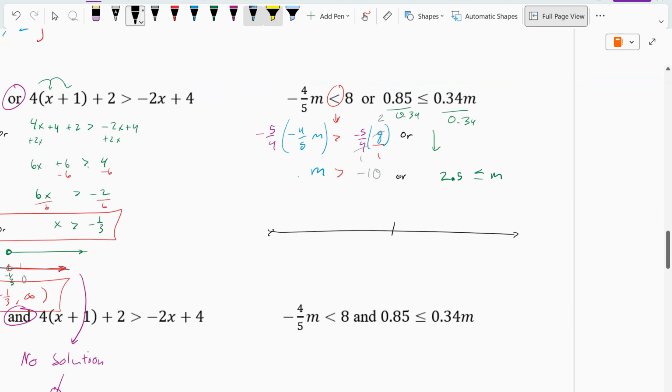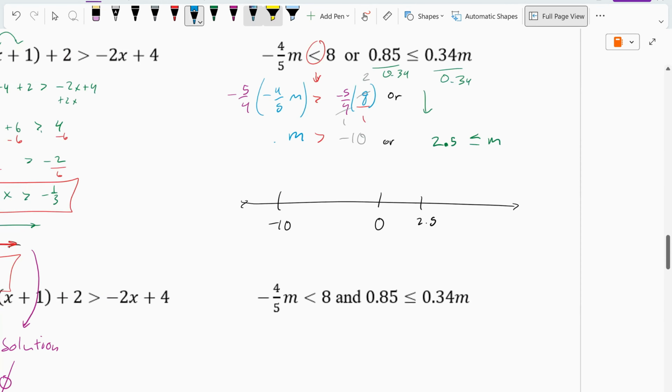Let's see here. Here's 0. Here's approximately 2.5. Here's approximately -10. Should I shade to the right or to the left of -10? To the right of -10. Open circle, shade to the right of -10. Should I shade to the right or to the left of 2.5? To the right. It's tricky when m is on the other side, possibly, but the m is larger, so we shade to the right. Okay, now the arrows are going in the same direction.